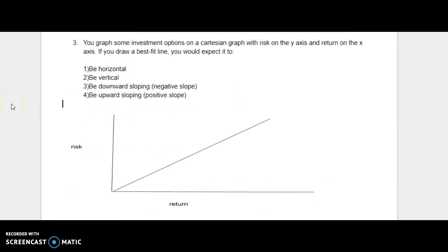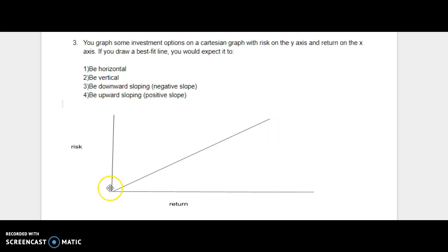Number 3 says you graph some investment options on a Cartesian graph with risk on the y-axis, so that's over here, and return on the x-axis. If you draw a best fit line, you would expect 2. So again, we know as our return is increasing from an investment, the riskier it is, or vice versa, the higher the risk, the higher the possibility of return.